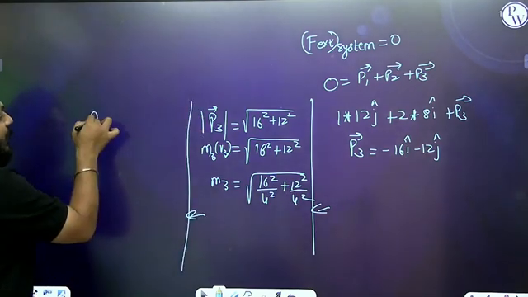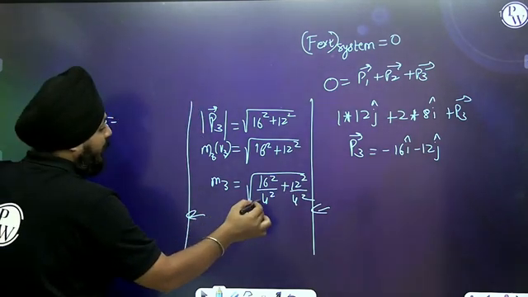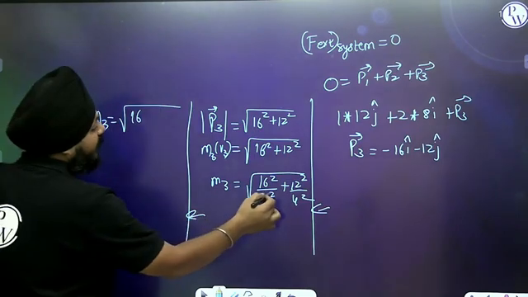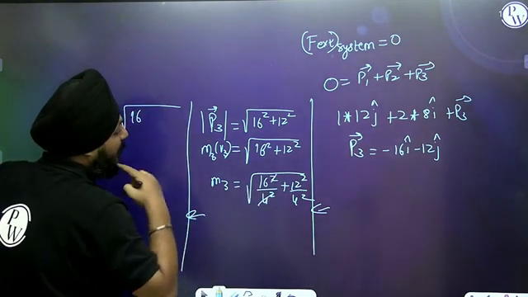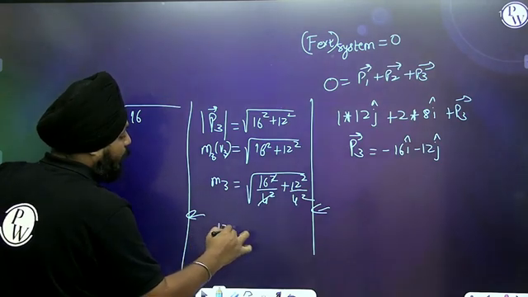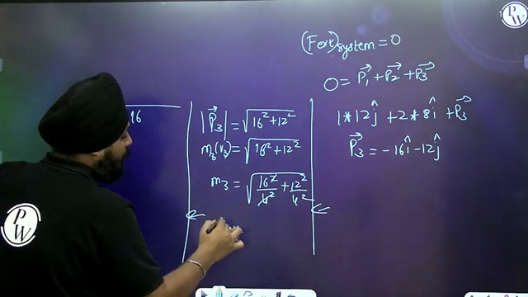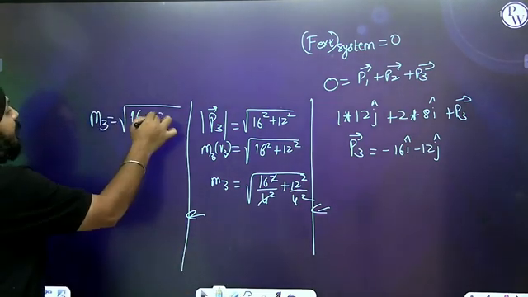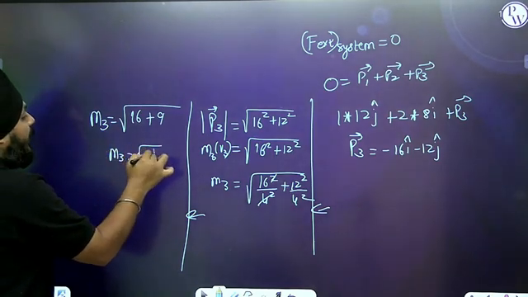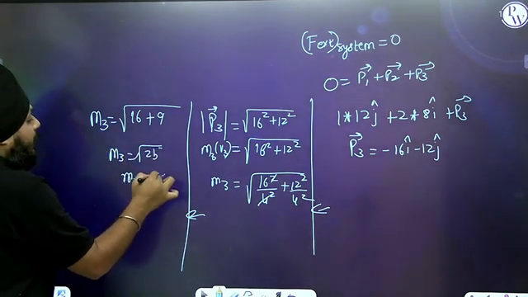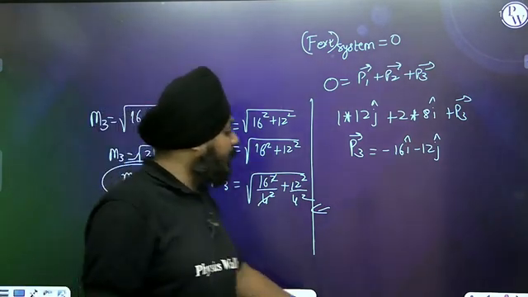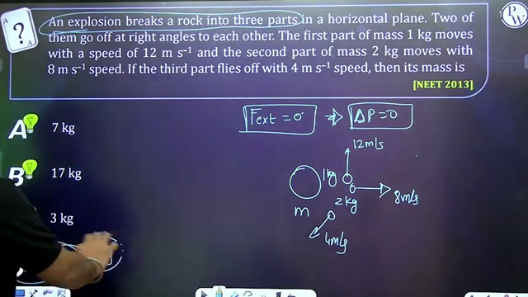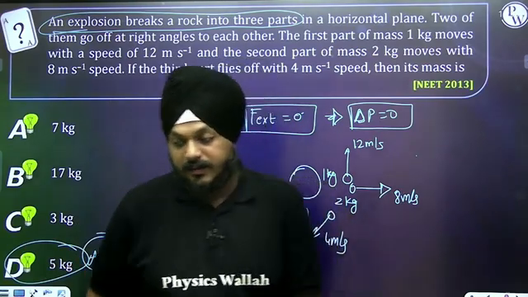So m3 is equivalent to under root of 16, 4 square is 16, 16 is going to get cancelled. And this is 12 into 12 by 4 into 4, 4 3s are 12, so it is going to be 9. Okay, so 16 plus 9, m3 is equal to under root of 25. So m3 is equal to 5 kg. This is the perfect answer for this specific question. This is how the conservation of momentum is applied.